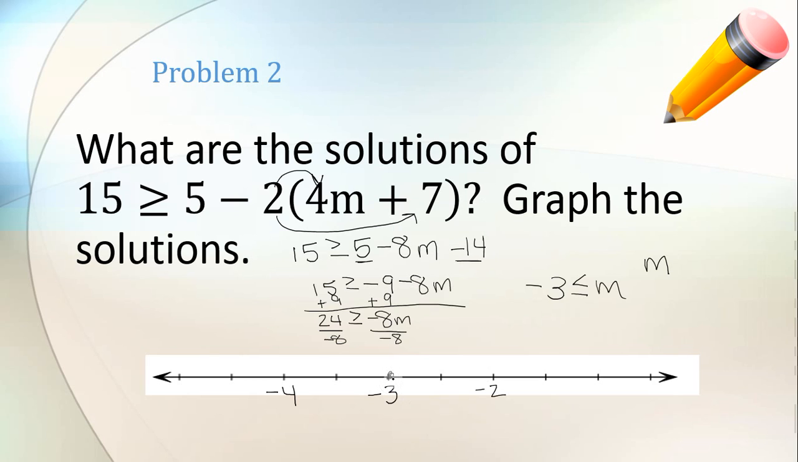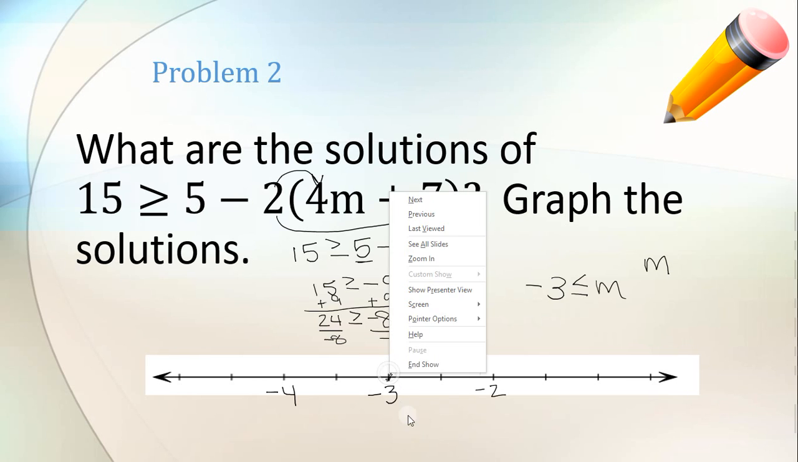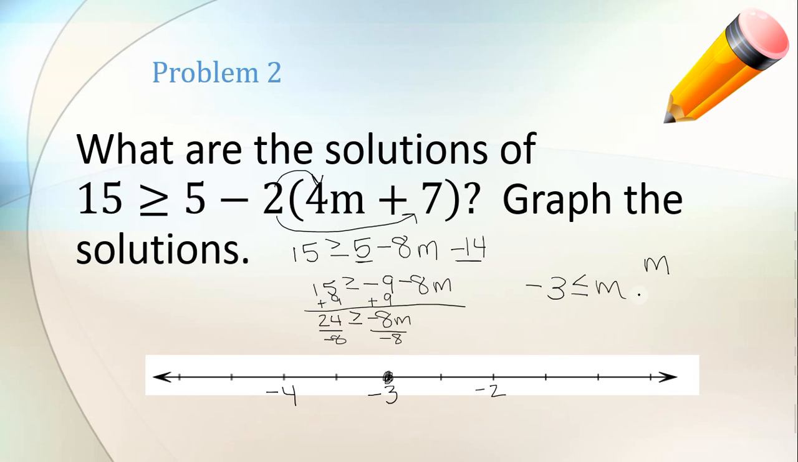There we go. So I have m. And my arrow is not pointing towards the m. If you notice, my arrow is pointing this way. So I am going to have m is greater than or equal to negative 3, because remember, if you look here, the big part is pointing toward the m. So I now can graph, because my arrow is pointing to the right, I'm going to shade to the right.